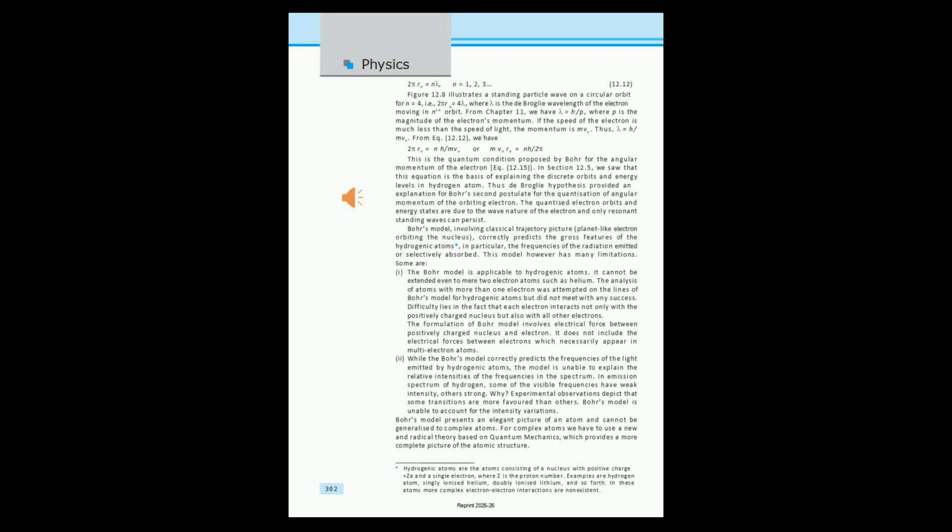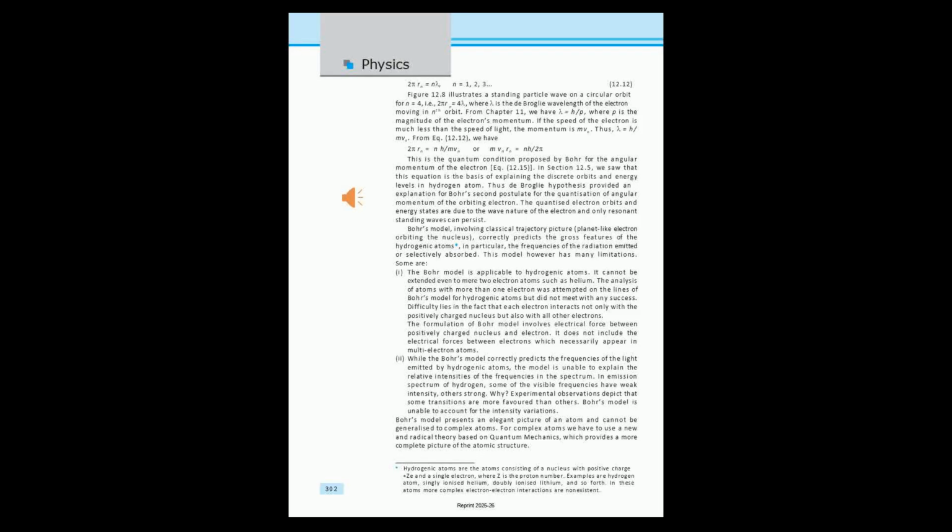Bohr's model, involving a classical trajectory picture, a planet-like electron orbiting the nucleus, correctly predicts the gross features of the hydrogenic atoms, in particular, the frequencies of the radiation emitted or selectively absorbed. This model, however, has many limitations. Some are: the Bohr model is applicable to hydrogenic atoms. It cannot be extended even to mere two-electron atoms such as helium. The analysis of atoms with more than one electron was attempted on the lines of Bohr's model for hydrogenic atoms but did not meet with any success.